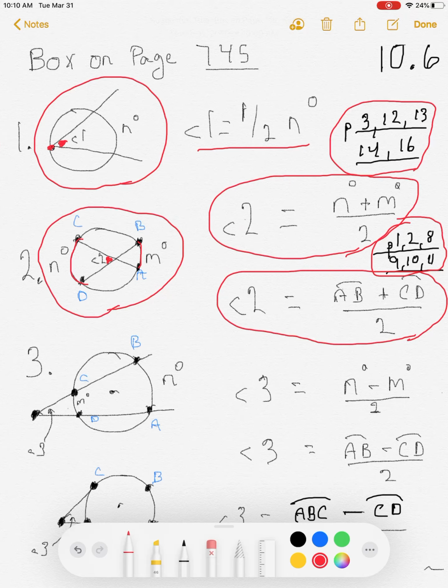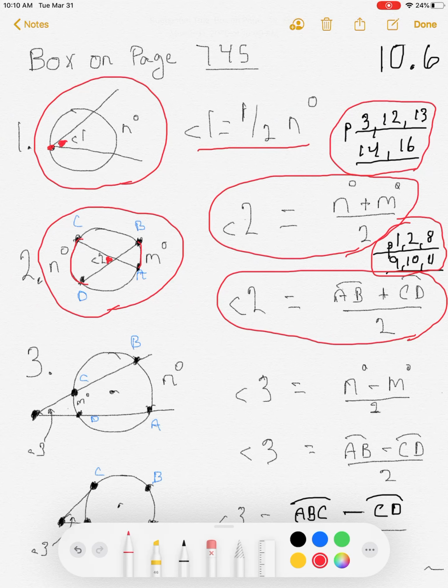Problem number 10. In problem number 10, notice they're asking for the measure of angle JMK. But based on the given information, I will be able to solve for the measure of angle HMJ. So what I'm going to do in this problem is find the measure of angle HMJ and then take its supplement to find the measure of angle JMK.